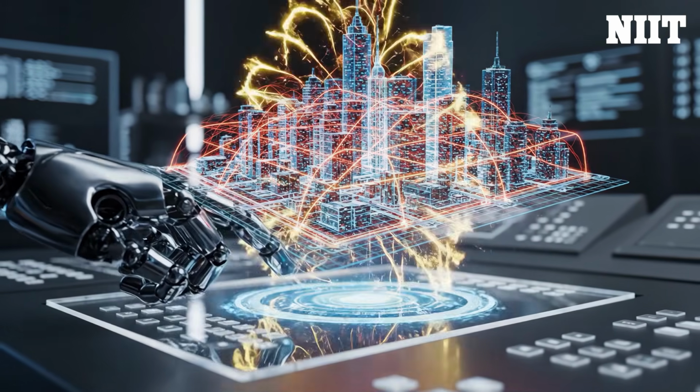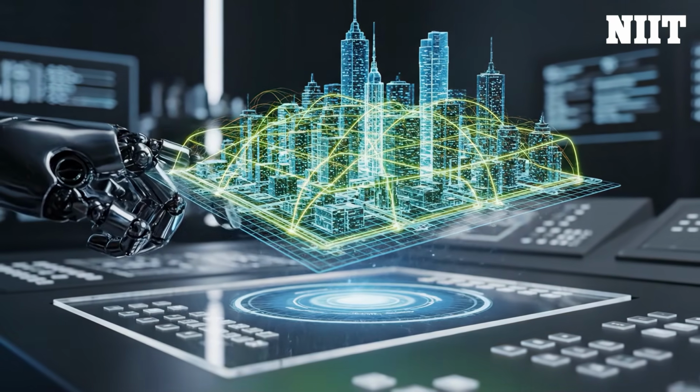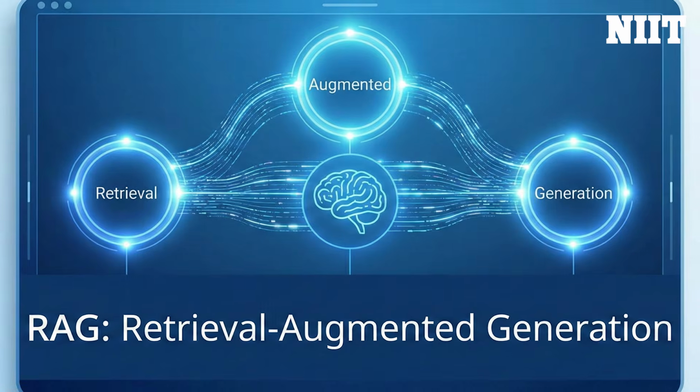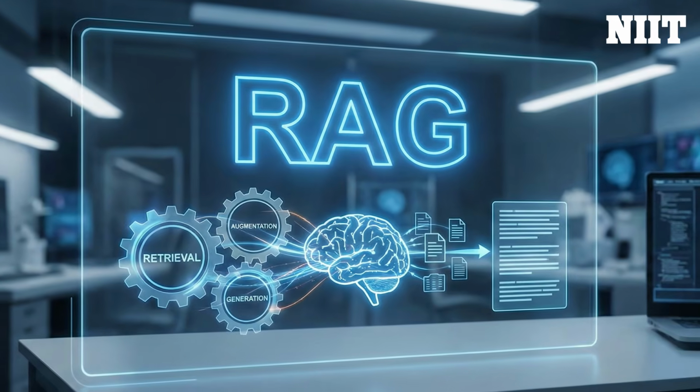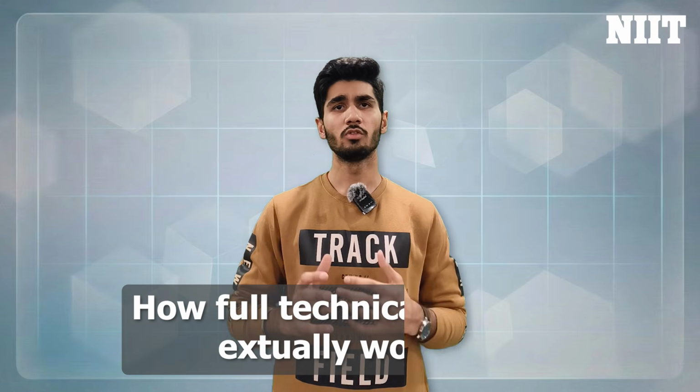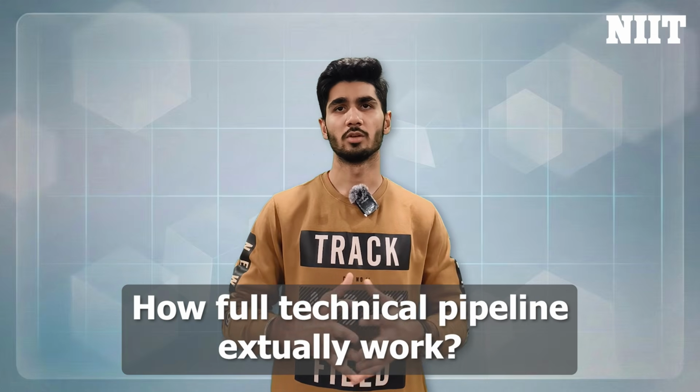Important AI architecture powering almost every real-world AI system today, which is RAG. RAG stands for Retrieval-Augmented Generation. Whenever you see an AI model read a PDF, answer questions from a long document, or understand your company policies, that's not magic. That's RAG working behind the scenes, and in this video I'm going to break down exactly what RAG is, why it matters, and how the full technical pipeline actually works step by step.